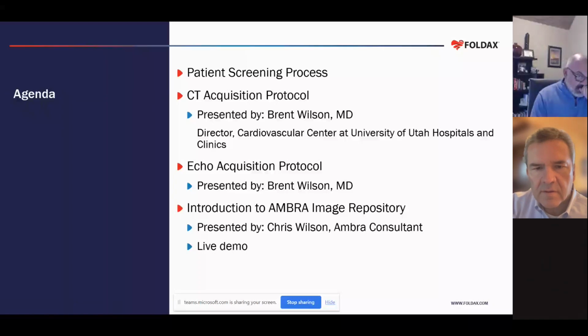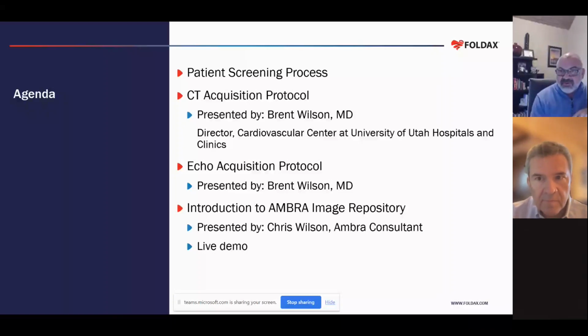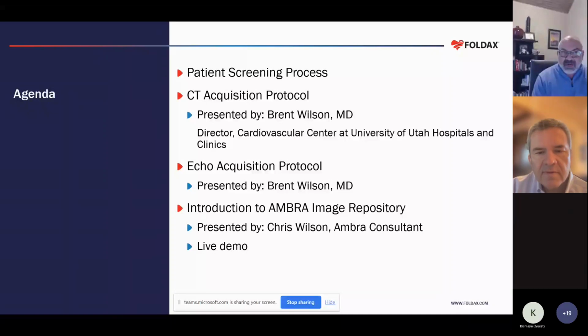And then at the end, Chris Wilson from Ombra is going to join us, and he's a consultant with Ombra. He'll go over the image repository system as far as getting your images up into Ombra, which is a cloud-based image repository that our core labs interface with to get the studies for analysis. And of course, the quality of the CTs and the echoes is imperative for the quality of the reads we can do, not only in the screening process, but also in the protocol-related data analysis of images.